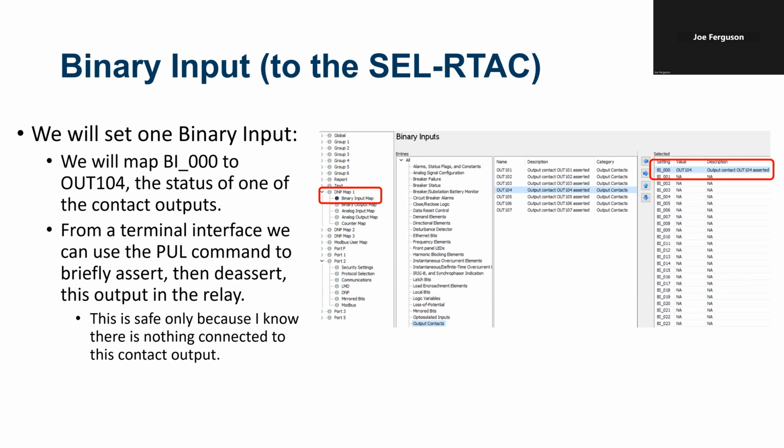Joe talked about dangerous actions. In general, manipulating a random output contact is not a good idea. But in this case, when I was setting up this presentation, I had the relay right next to me. I knew that output 104 was not connected to anything. So I knew it was safe. So in general, try to avoid manipulating output contacts when you can.